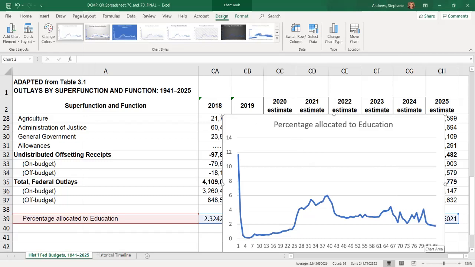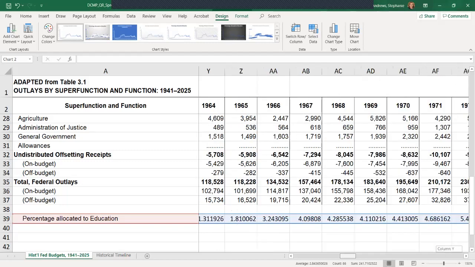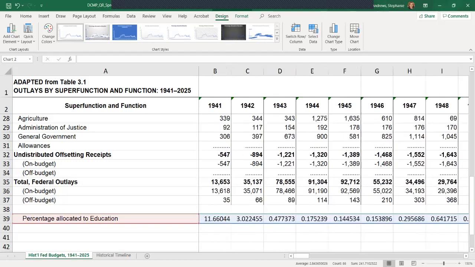And so then if I wanted to make a comment on part C, it says something like, in 1941, more than 11% of the budget was what we had allocated from the federal budget to education. I'm going to scroll back over here and the chart goes away.